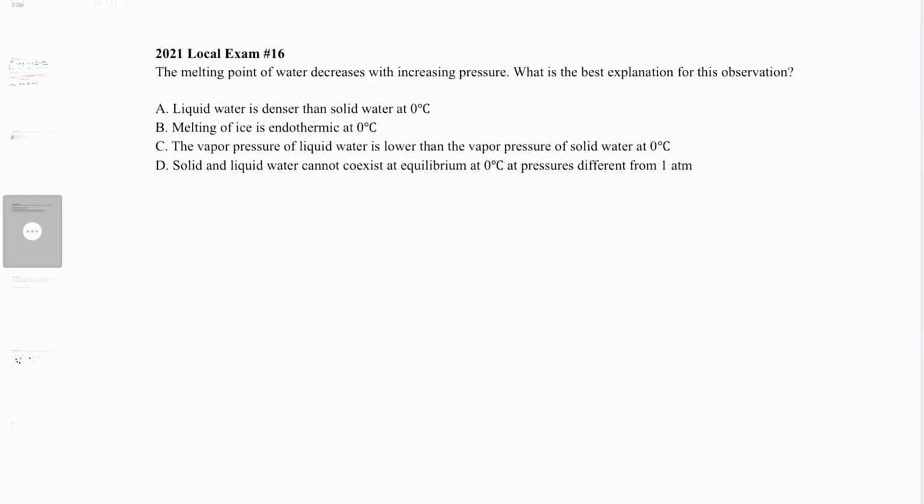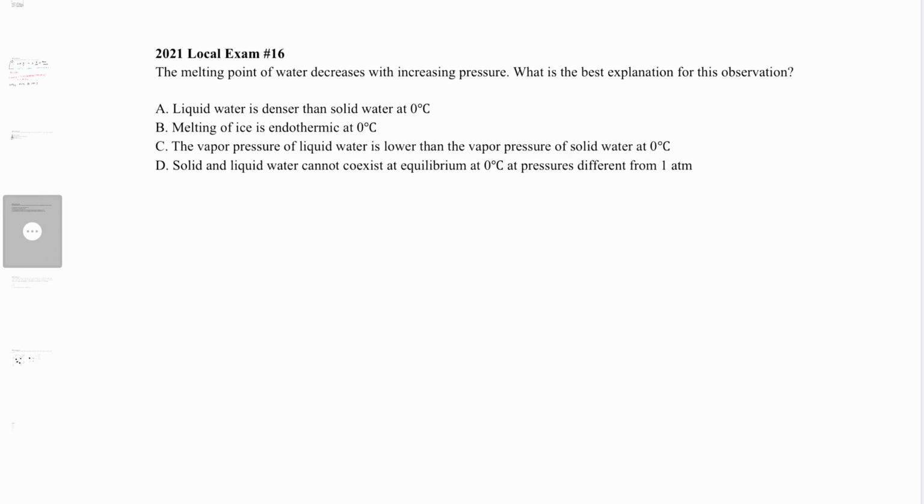The melting point of water decreases with increasing pressure. What is the best explanation for this observation? So when you increase pressure, what's happening is that you're making the substance more tightly packed. Now, the thing with water is that its liquid form is more dense, meaning it's more tightly packed than its solid form, which is ice. So this is the reason why ice floats on water. Water is more dense than ice. And so when you increase the pressure and make it tighter, it goes into its liquid form.